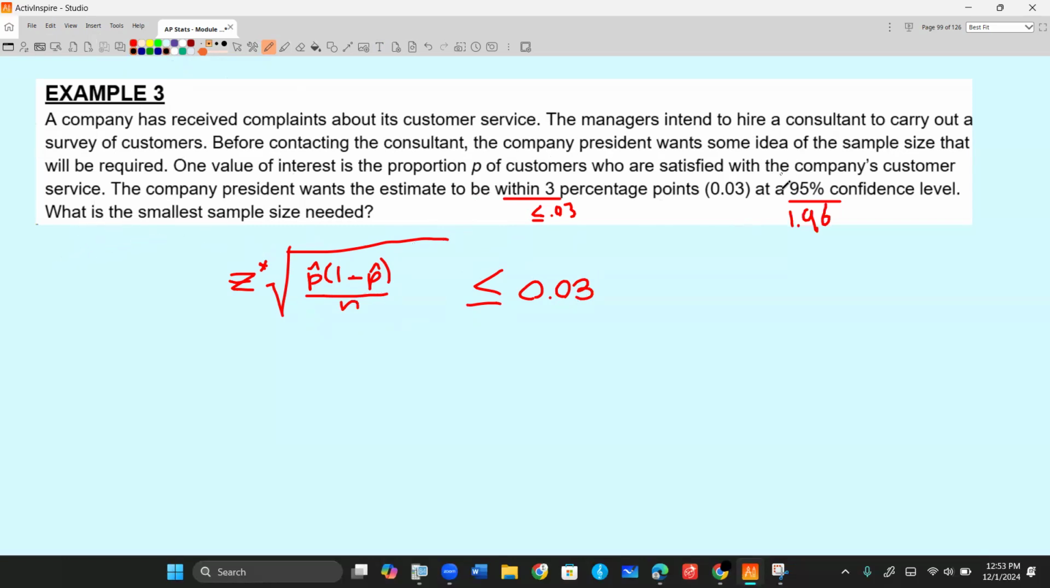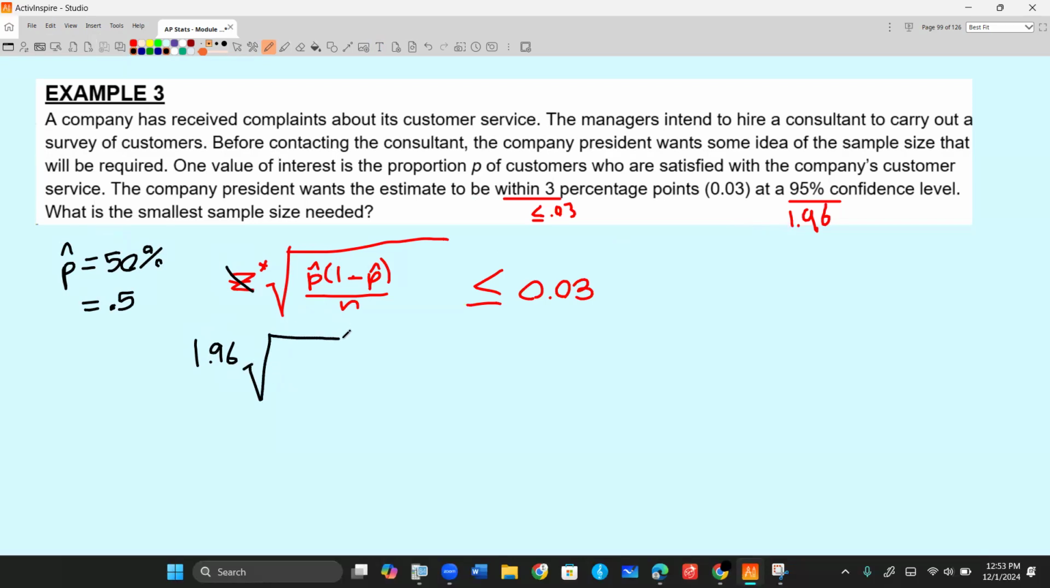I don't see a proportion anywhere. I do have this 1.96 for z since it's 95%, so I can call that 1.96, but I don't have my p hat. All right, so in this case, you want to call your p hat 50% if you're not provided one to use. So we're going to make that 0.5. That's going to give you a conservative estimate.